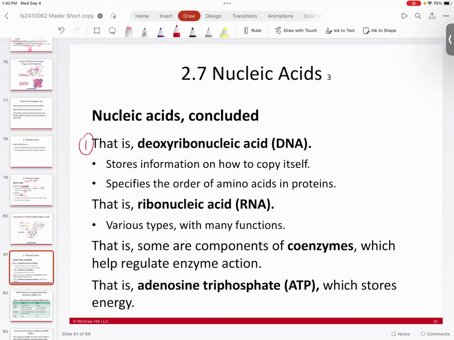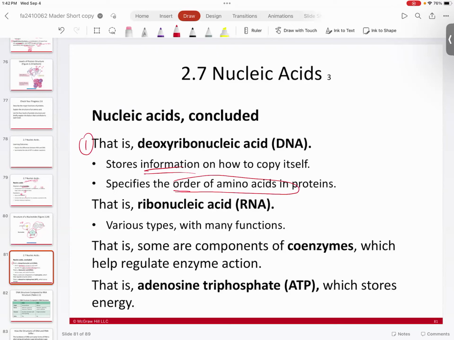This is your ultimate source, right? This is your ultimate source of information. And so it'll have everything it needs, everything you need in order to make you from scratch, from zero. It is also important because this is where the information comes to build your proteins, right?